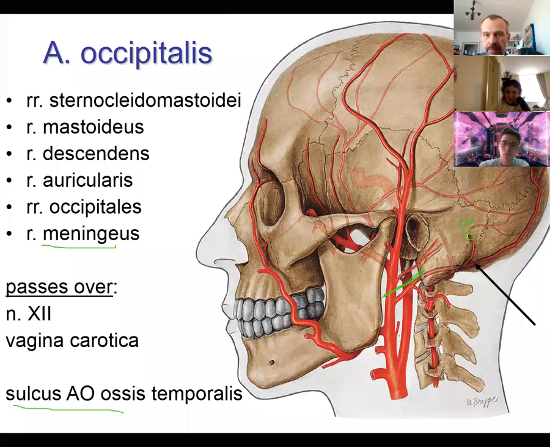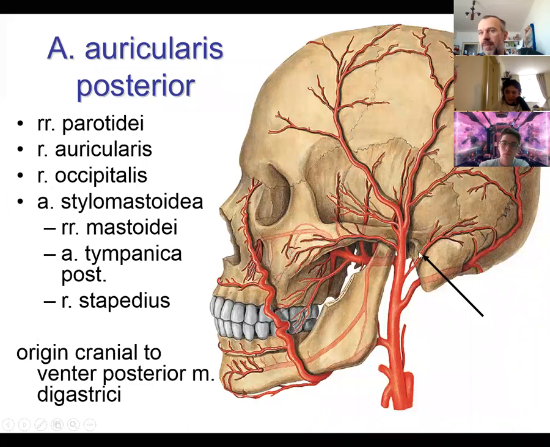That's for the occipital one, and now it's friend a bit above, and that's the posterior auricular. Its origin is already cranial to the posterior belly of the digastric, and it gives some smaller branches like the auricular branch again for the posterior aspect of the auricle, the occipital branch which heads toward the occipital bone. Then it gives branches to the parotid gland, as we are here already in the area of the parotid gland, so to the posterior aspect of the parotid gland.